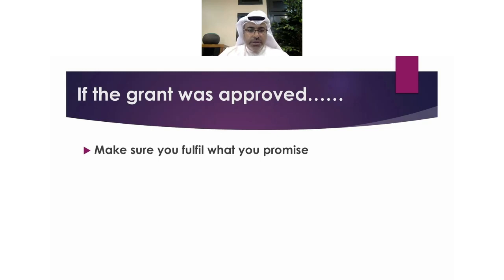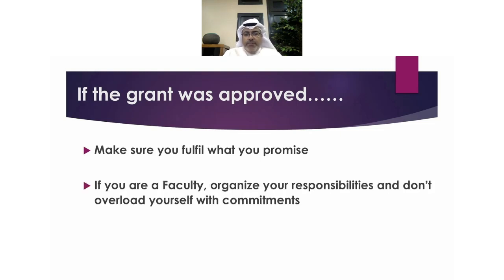Okay, I have two more slides and then we'll open the floor for questions. If the grant was approved, you need to make sure you fulfill what you promised. So don't overload yourself with responsibilities. Don't take too many teaching courses. Don't, for example, participate in too many committees, because this is a real responsibility. You have a commitment toward this project, and you have to write a report every year. You have to achieve what you promised to do. So don't overload yourself. If you can afford not to take a summer course, for example, as a faculty member, and focus on the research, this will be good. If you can afford to take a sabbatical, this will be another thing to do to achieve your goals.